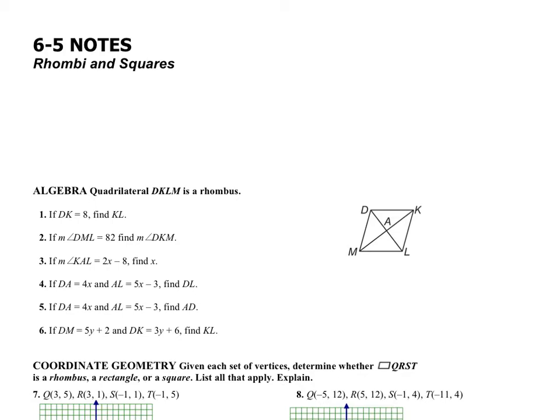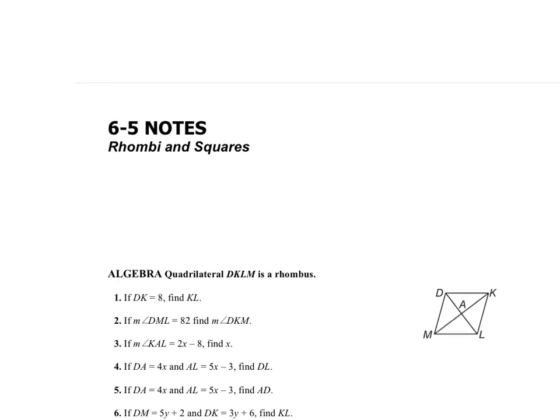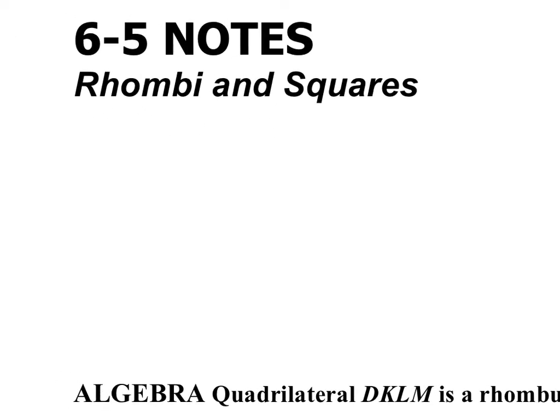This is a section about rhombi and squares. So we're continuing our study about four-sided figures, or quadrilaterals, and these are very, very special quadrilaterals. So I first want to talk about a rhombus. Okay, so we have a rhombus.